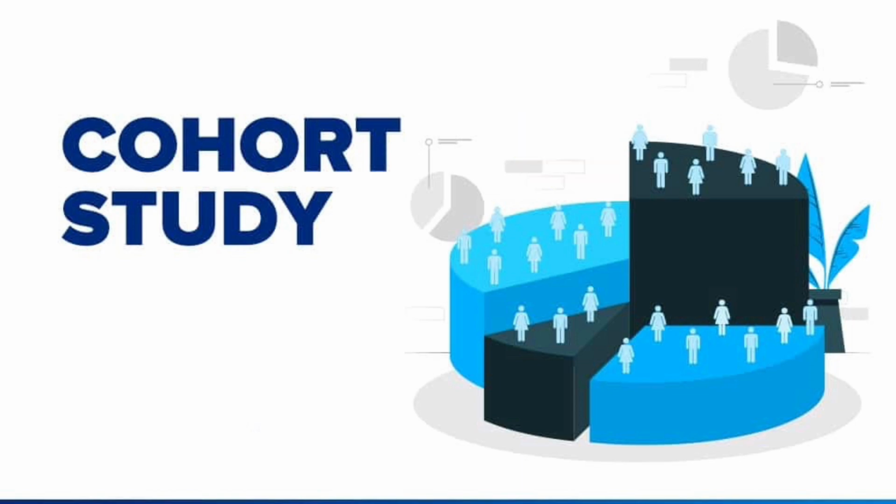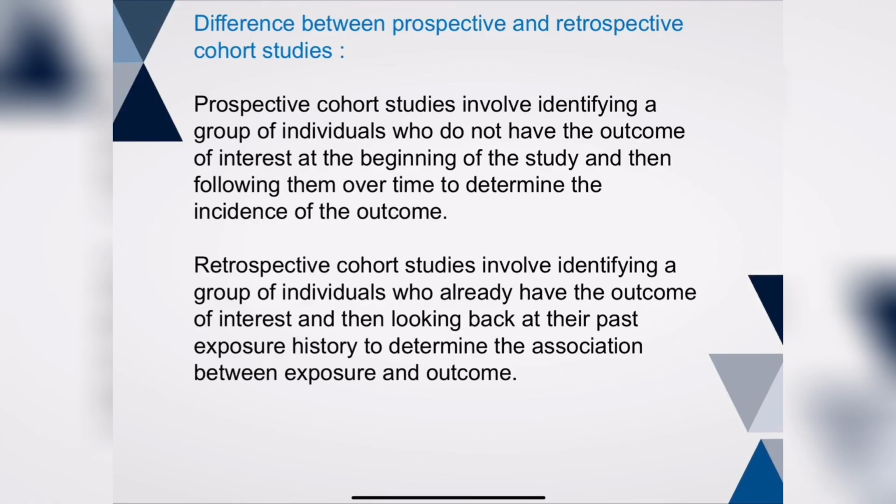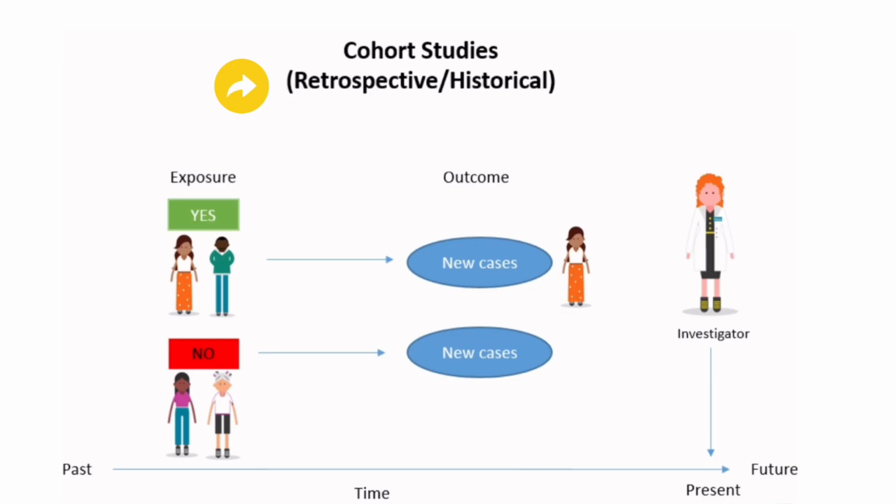Now we will talk about the difference between prospective and retrospective cohort studies. Prospective cohort studies involve identifying a group of individuals who do not have the outcome of interest at the beginning of the study and then following them over time to determine the incidence of the outcome. Whereas retrospective cohort studies involve identifying a group of individuals who already have the outcome of interest and then looking back at their past exposure history to determine the association between exposure and the outcome. Here is an example of retrospective cohort study.